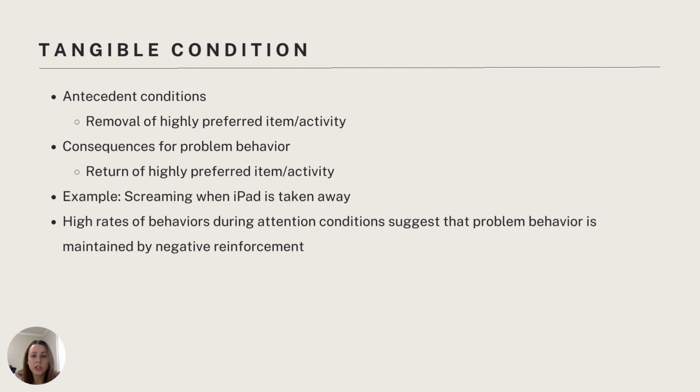During the tangible condition, the evaluator removes a highly preferred item or activity. So they would say, all right, it's my turn for the iPad. And if a problem behavior does occur, the iPad would then be given back to the child. So if the behavior of screaming while the iPad is taken away is maintained by access to tangibles, we would see an increase in behaviors when access was provided following the problem behavior.